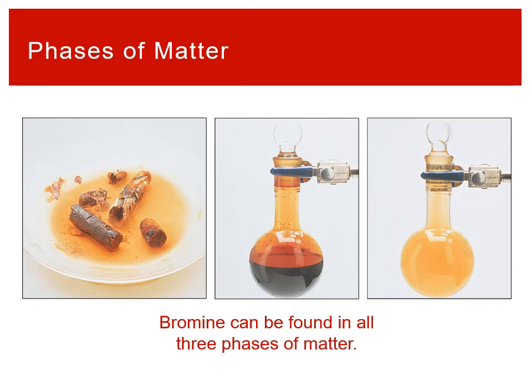So this is bromine. We can have bromine solid, liquid, or gas. And having those sorts of classifications is really useful. We can see the properties of bromine. Liquids have surfaces. Gases don't have surfaces. Solids have shapes. So those are the sorts of things that we can start to make predictions about.